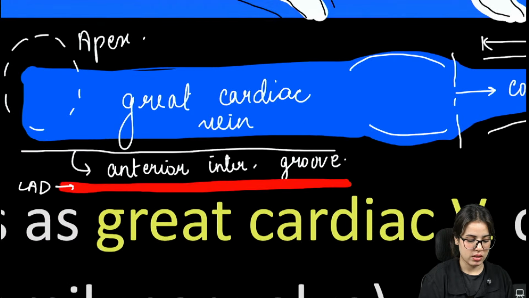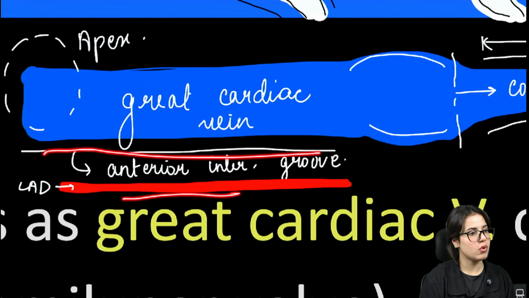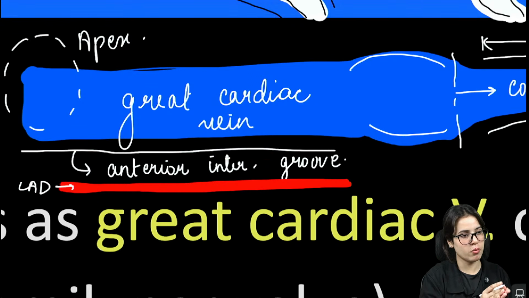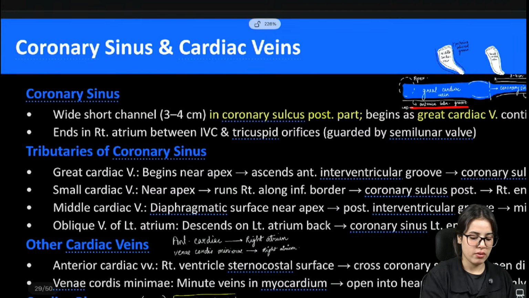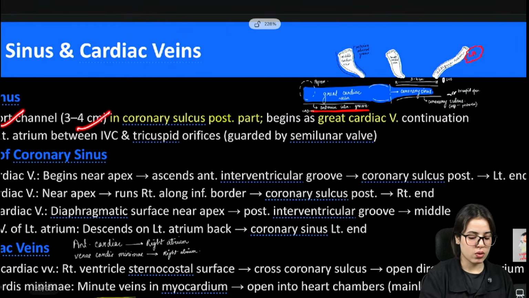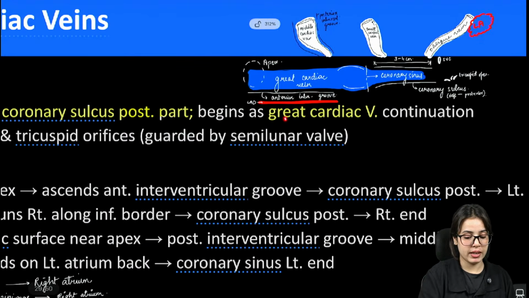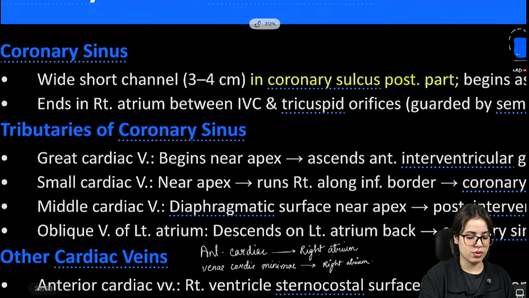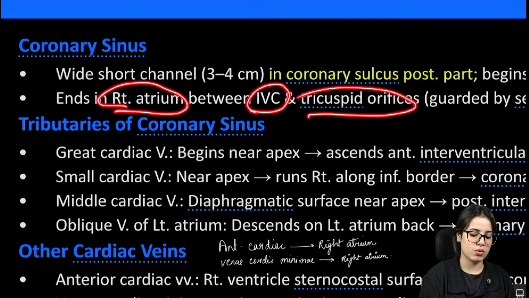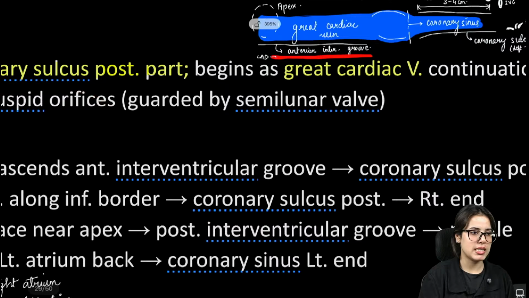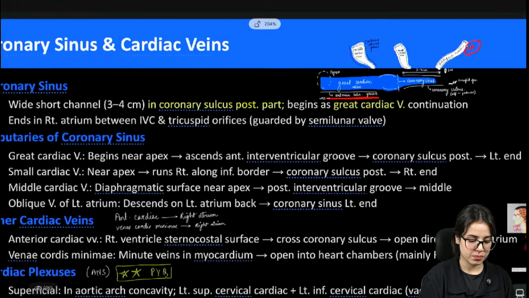Look, I've made this. This is LAD, the anterior interventricular artery. This is the groove in which this also rests, and right with that we have the cardiac vein. That's what's written here. Let's read. Wide, short, 3 to 4 centimeters, in the posterior part of the coronary sulcus, begins as a continuation of the great cardiac vein, ends in the right atrium between the IVC and tricuspid orifices, guarded by semilunar valves.